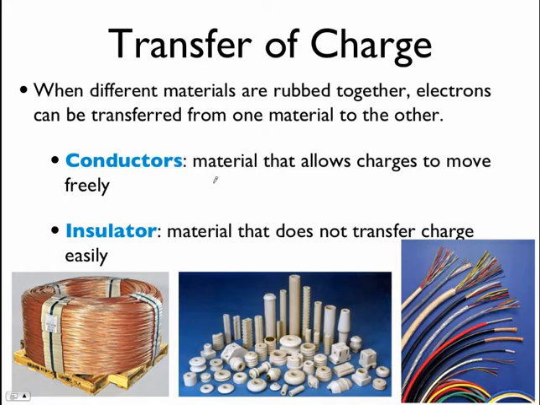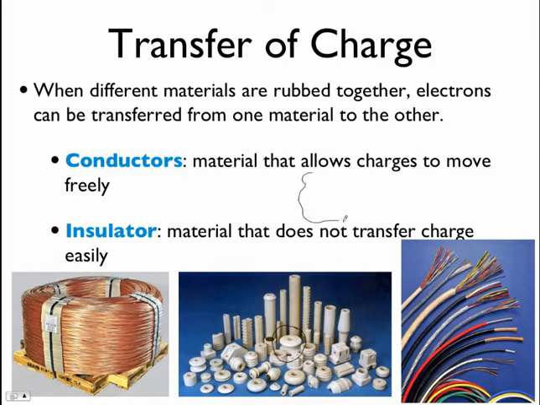Conductors are materials that let electrons move freely. These are metals. Metals are really good conductors. You see these wires are made of different metals, and then they actually cover them with plastic because plastic is an insulator. Ceramic and plastic and styrofoam, all of those are insulators. I have one that looks kind of like this from an electricity pole that I'll show you guys in class.